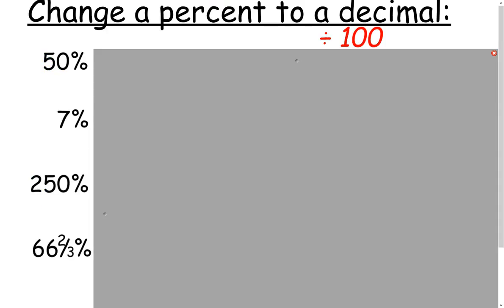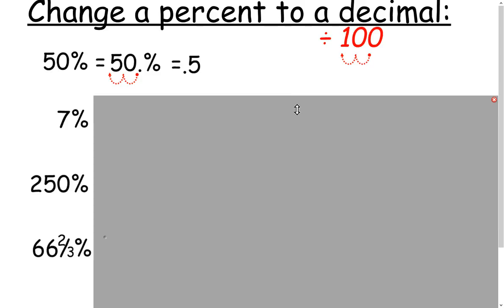Next thing you have to be able to do is change percent to a decimal. And this is actually pretty easy. You can either divide by 100 or just move the decimal place 2 places. So anytime we're doing these, you're going to take the decimal place and you're just going to move it over 2 places, 1, 2. And when you do, you'll end up with 0.5.